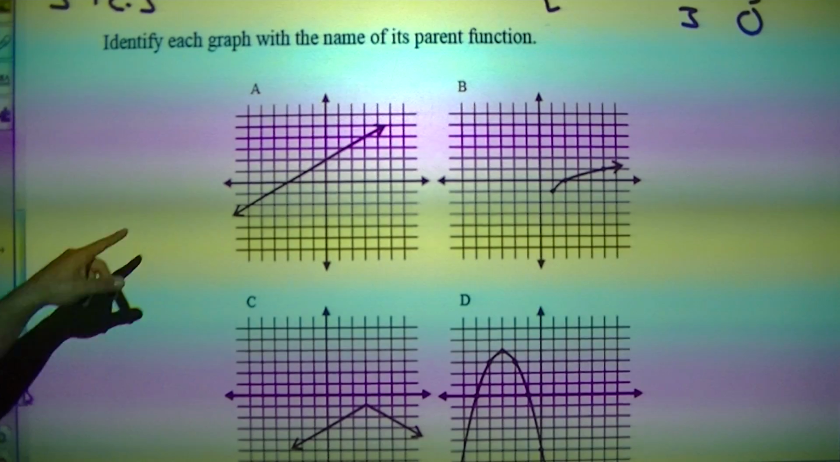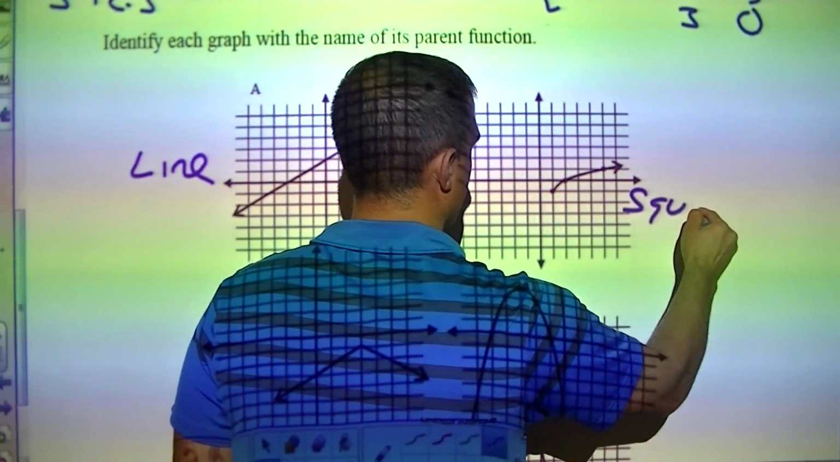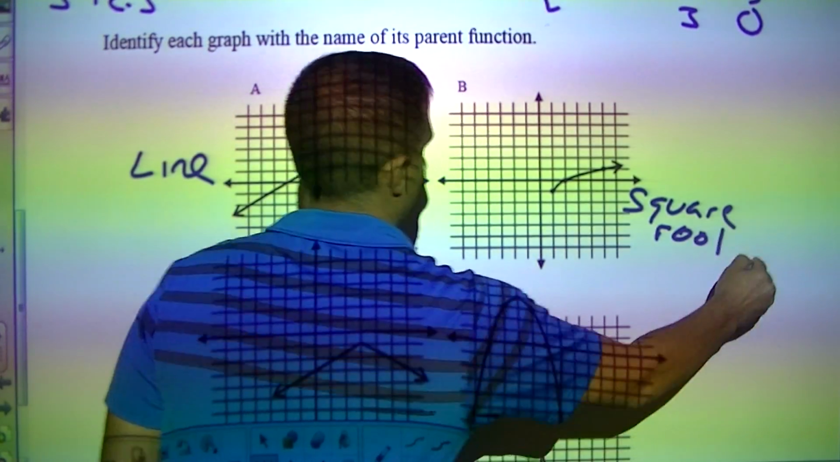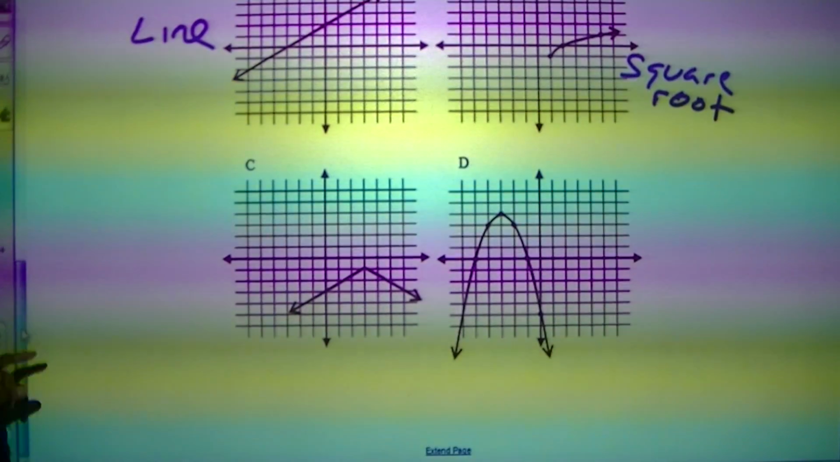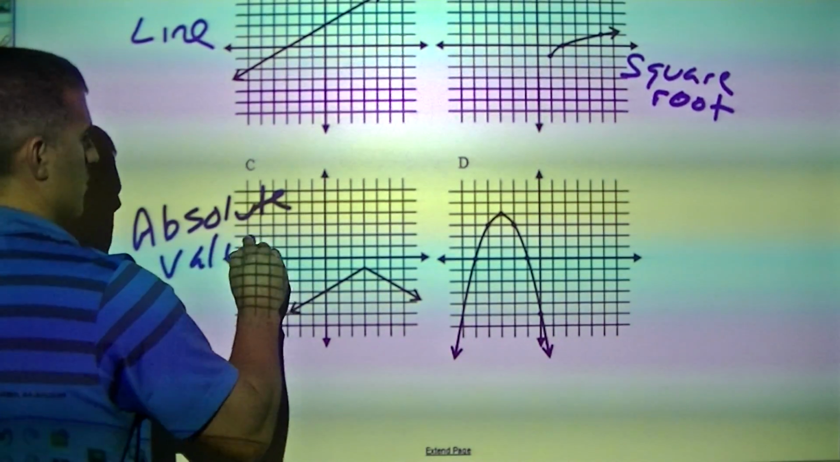Identify these. This is a line, square root, absolute value, quadratic.